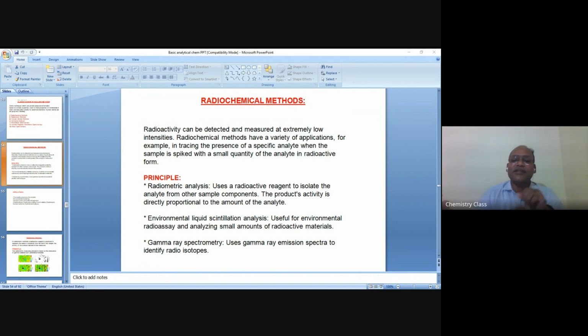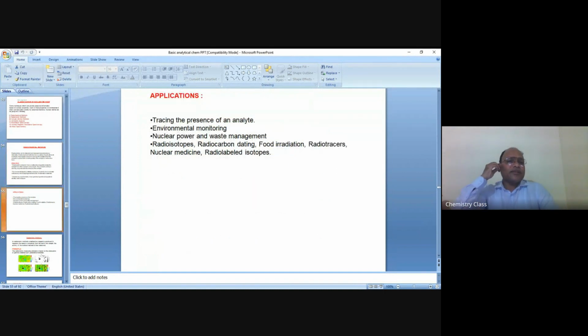This is actually a traditional method. In spectrometry, gamma rays will pass through the sample to detect the radioactive element, whether the emission is there or not. If emission is there, that means the radioactive elements will be separated out. Next, what are the applications? Tracing the presence of an analyte, environmental monitoring, nuclear power and waste management, radioisotopes, radiocarbon dating, food irradiation and radiotracers, nuclear medicine, radiolabeled isotopes. These are the areas where you can apply this particular method.